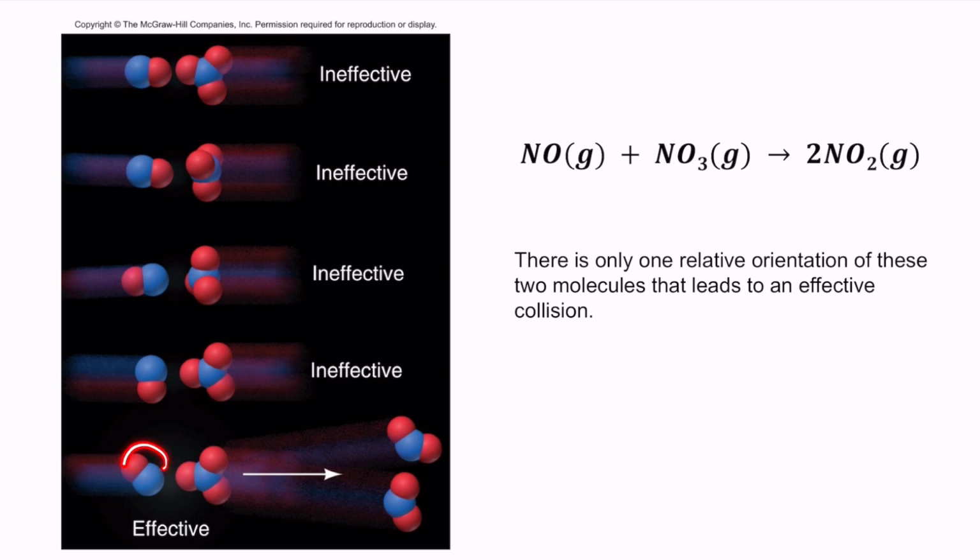So we have to reorient the NO so that we get the proper orientation. And that will give us an effective collision. So there's only one orientation with these two molecules that's going to lead to an effective collision, which then can lead to an effective reaction.